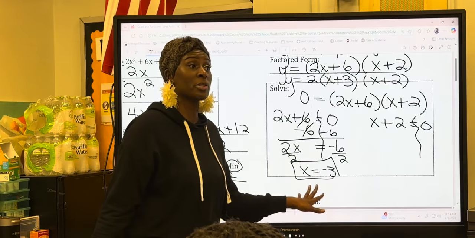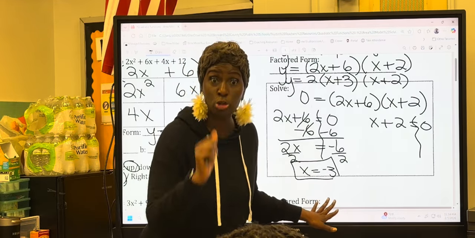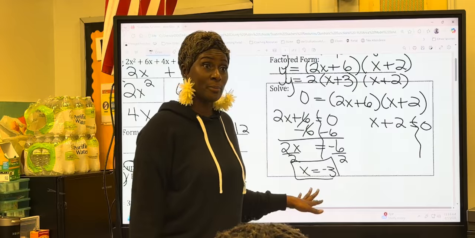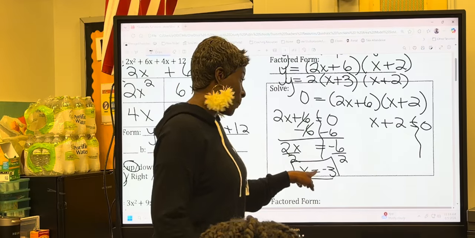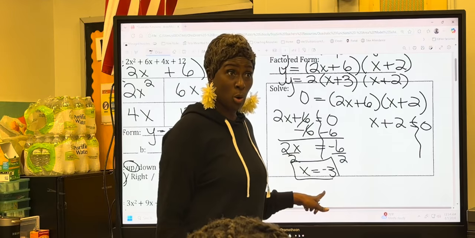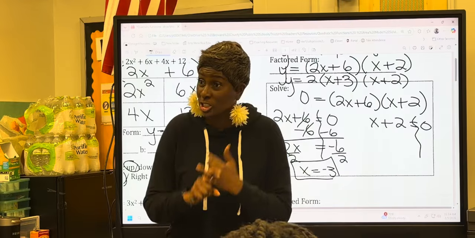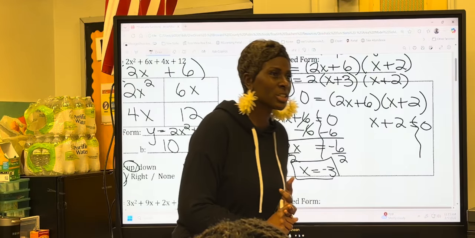What does negative 3 represent for me? A solution. Give me another name. A root. Give me another name. Is it the product? A 0? It's a 0. Or it's your solution, it's your 0, it's your x-intercept.